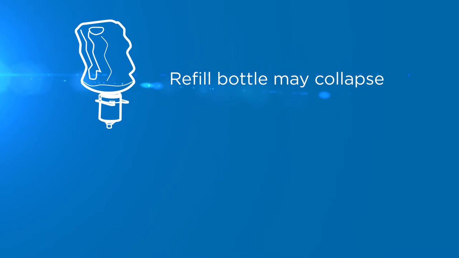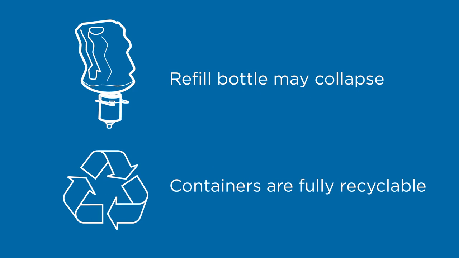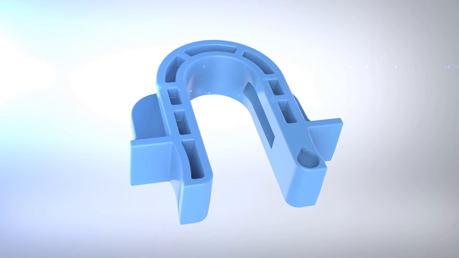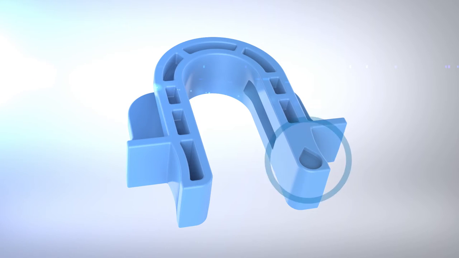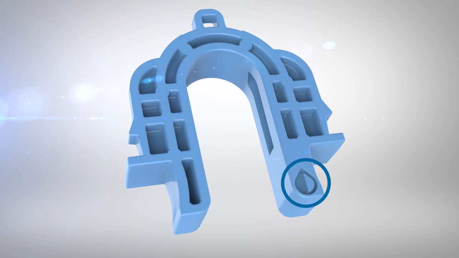It's normal for the refill bottle to collapse as the product is consumed. The soap and sanitizer containers are also fully recyclable. The dispenser is equipped with flexible portion control. Portion size is indicated by the small icons.